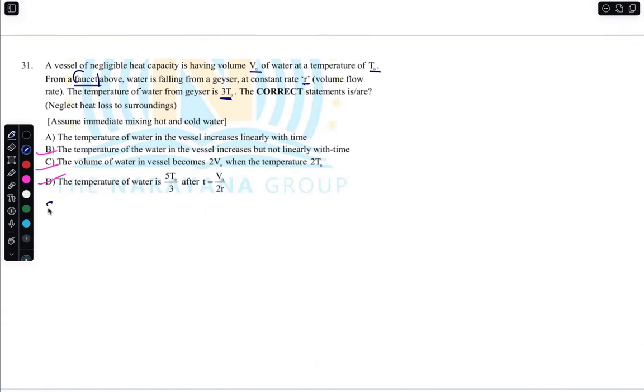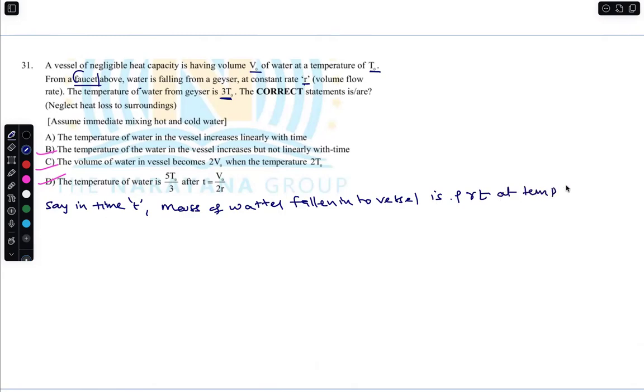In time t, the mass of water fallen into the vessel is rate times volume rate times density, at a temperature 3T naught.